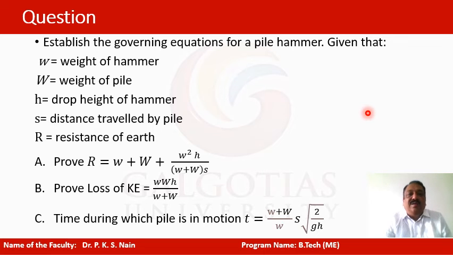Next is the question. I request you to try to establish the governing equation of the pile hammer. If small w is the weight of the hammer, capital W is the weight of the pile, h is the drop height of the hammer, s is the distance traveled by the pile, and R is the resistance of earth, then you have to do three things. Part A, prove the resistance of earth R equals (w + W) plus w squared h over (w + W) by s. Part B, the power loss, kinetic energy expression, you have to prove. And the third is the time during which the pile is in motion. You have to establish these three equations given in parts A, B and C. That is your home practice problem.